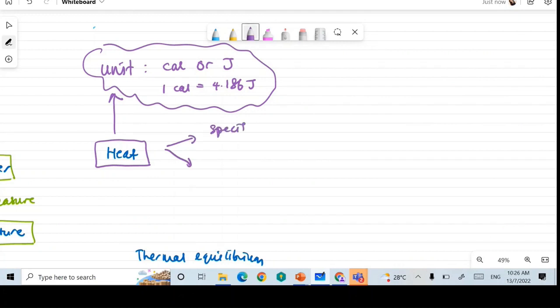Next, we can refer to the specific heat, or specific heat capacity, with small letter c, which is defined as the heat required for every 1 kilogram of substance to change its temperature. Again, this is a delta, where delta T is equal to T final minus T initial. Whenever I see this triangle, I always use final minus initial.